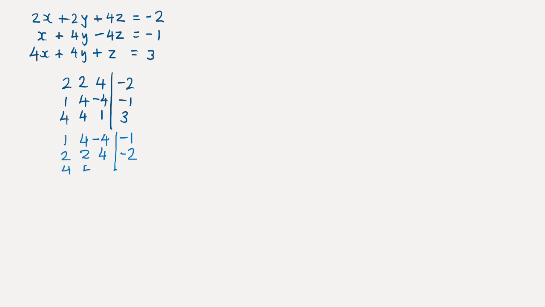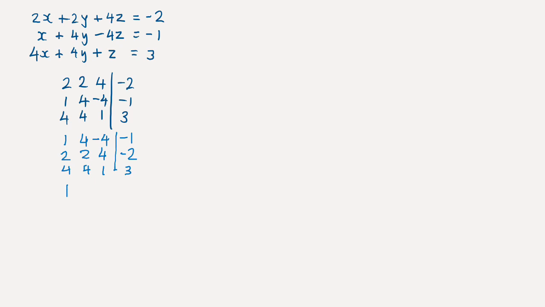Okay, next we want to get zeros here and here. So to get a 0 in the second row, we can subtract 2 times the first row, and to get a 0 in the third row, we can subtract 4 times the first row. So let's do that.